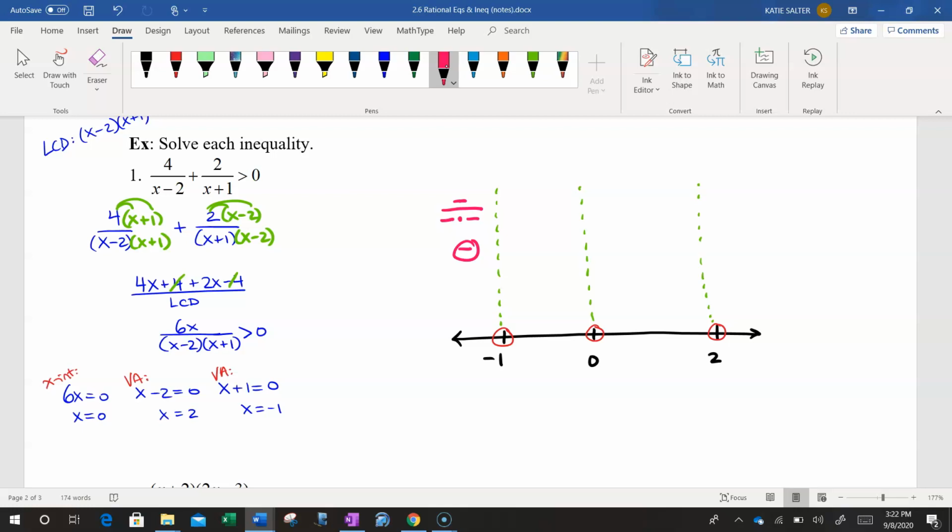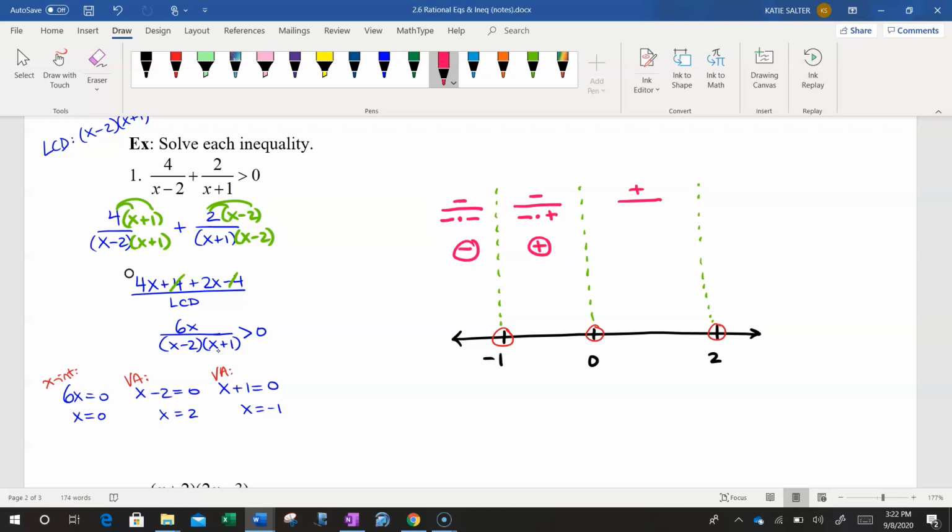Then I'm going to do the same thing in the middle. So what if I substituted -1/2? The numerator would still be negative. For the x minus 2, it would also still be negative. But for x plus 1, if I do -1/2 plus 1, that becomes +1/2, so it becomes positive. So that's a negative divided by a negative, which would ultimately make this section positive. So now I'm going to substitute a number between 0 and 2. So let's say I substituted 1. 6 times 1 is 6, so that is positive.